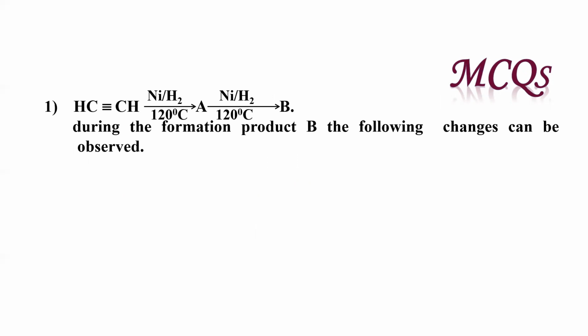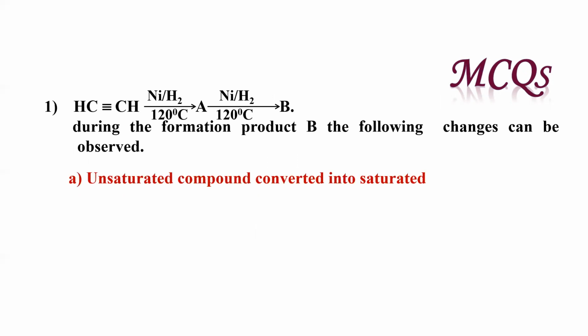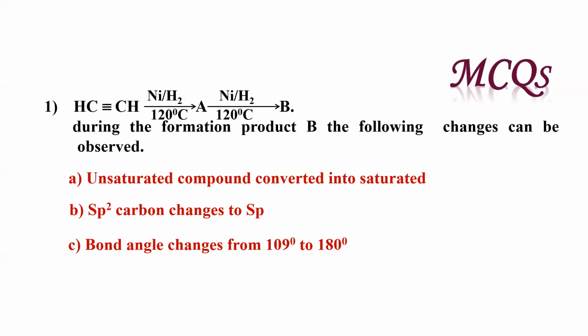Ethine is made to react with nickel and hydrogen at 120 degrees to form A. This is further made to react under the same conditions to form B. During the formation of product B, the following changes can be observed. Unsaturated compound converted to saturated. sp2 carbon changes to sp. Bond angle changes from 109 degrees to 108 degrees. Bond length changes from 1.54 angstroms to 1.09 angstroms.